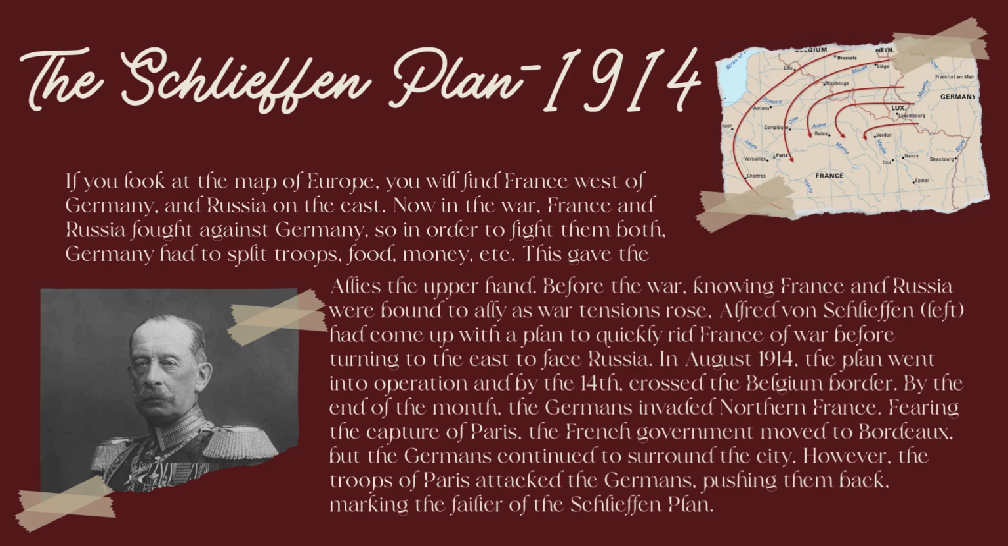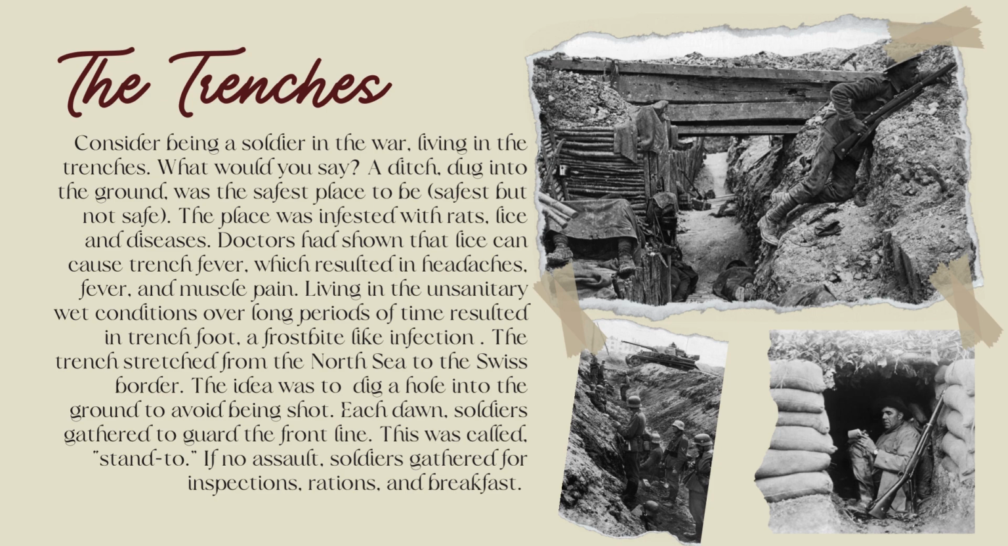In August 1914, the plan went into operation and by the 14th crossed the Belgian border. By the end of the month, the Germans invaded northern France. Fearing the capture of Paris, the French government moved to Bordeaux, but the Germans continued to surround the city. However, the troops of Paris attacked the Germans, pushing them back, marking the failure of the Schlieffen Plan.